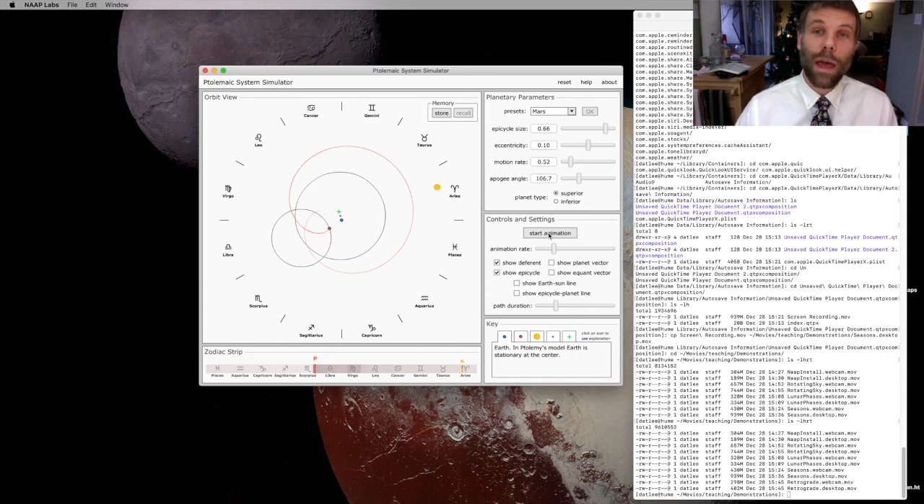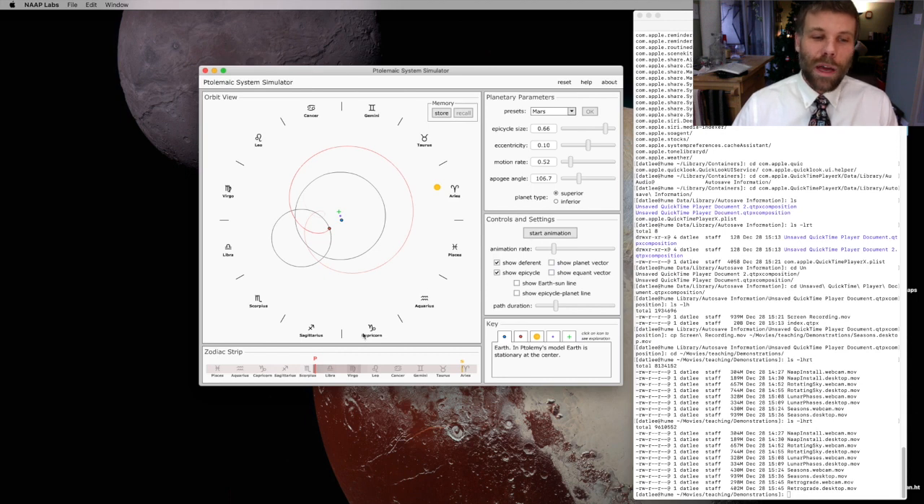You'll also notice that this system has been set up in such a way that Mars is over here and the Sun is over there. So we replicate the second important observed feature of planets like Mars, which is that they're opposite the Sun when they go retrograde.